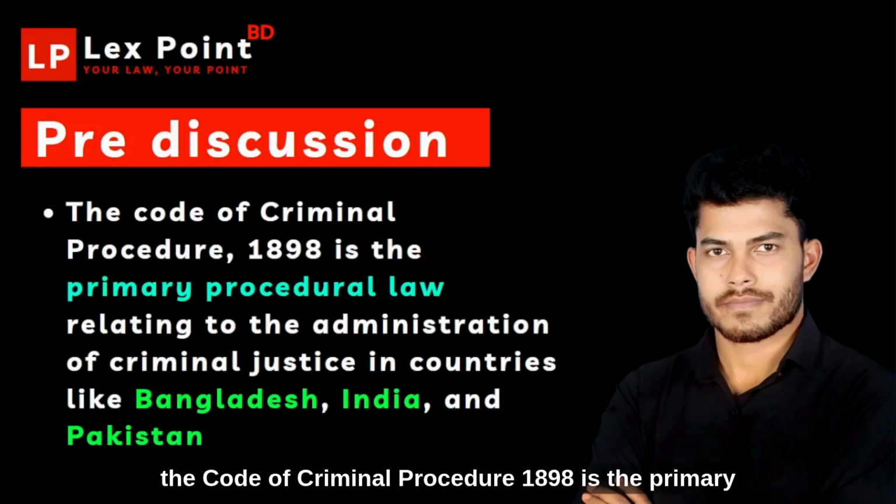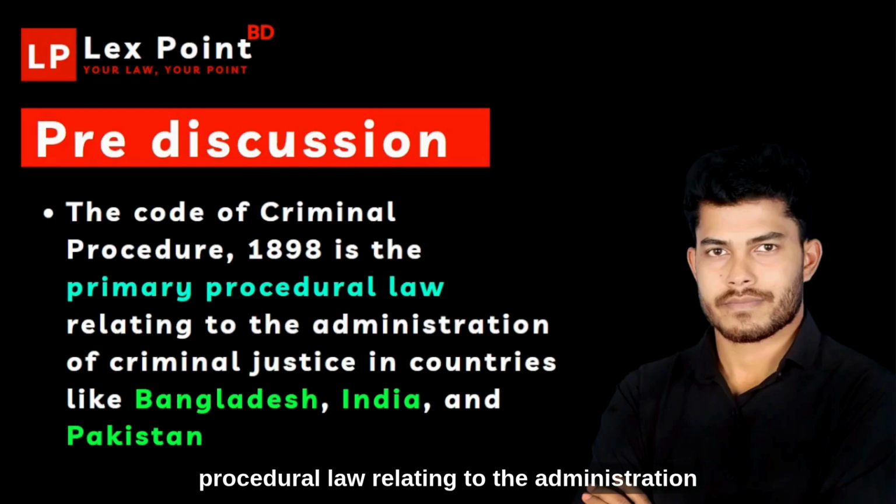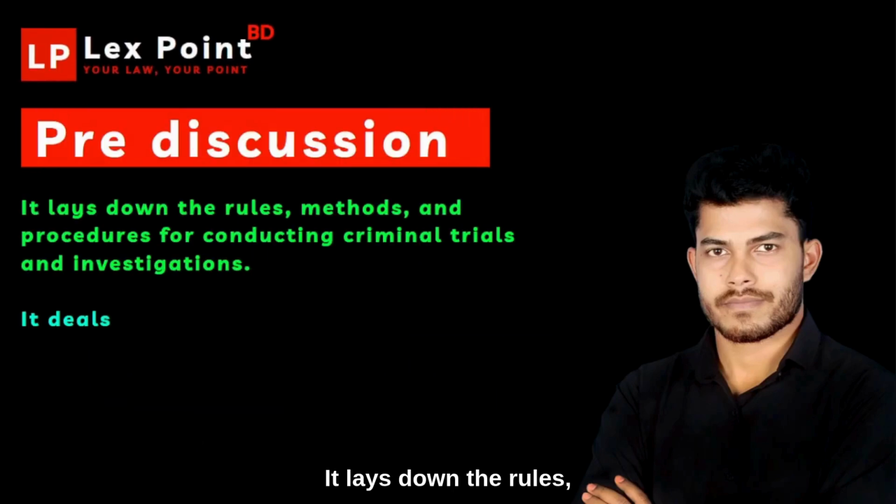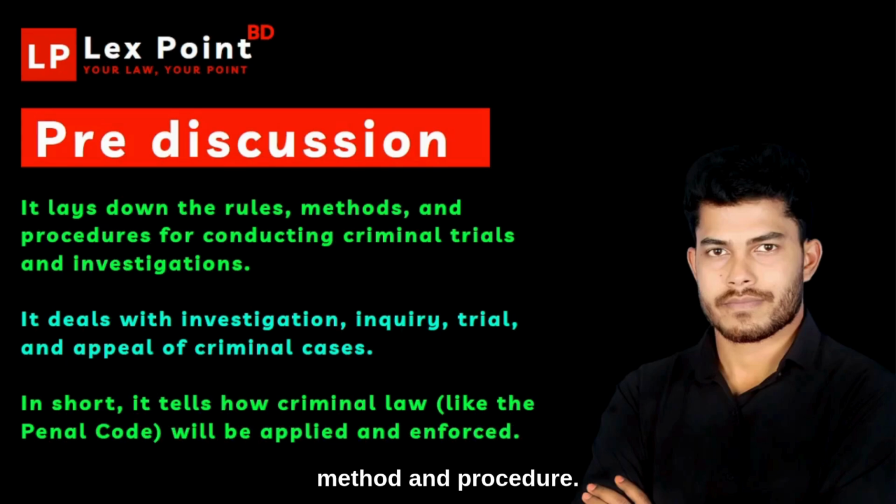Actually, the Code of Criminal Procedure 1898 is the primary procedural law relating to the administration of criminal justice in countries like Bangladesh, India, and Pakistan, with slight modification in each. It lays down the rules, methods, and procedures for conducting criminal trials and investigations. On the other hand, it deals with investigation, inquiry, trial, and appeal of criminal cases. Finally, in short, it tells how criminal law, like the penal code, will be applied and enforced.